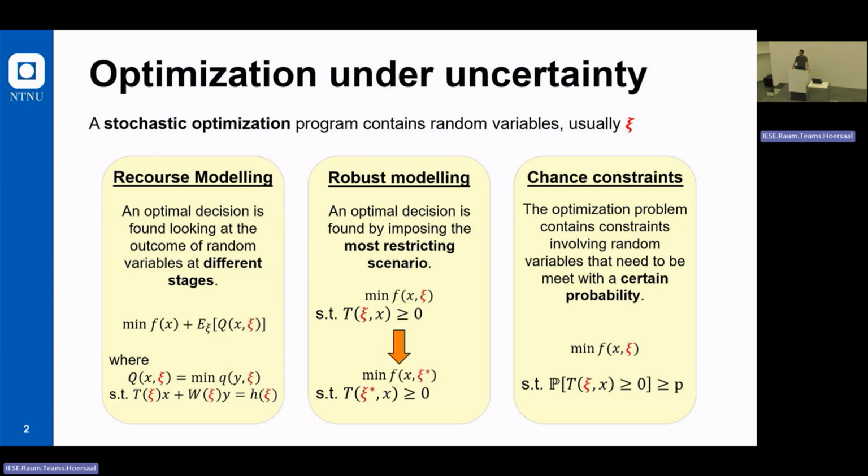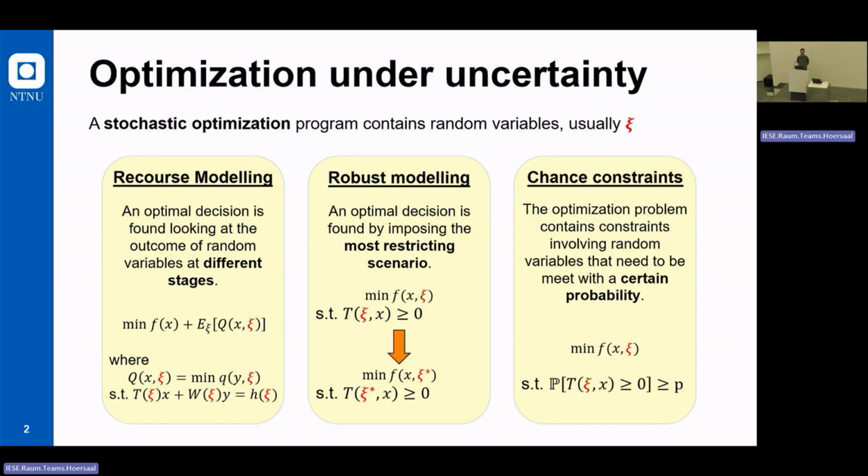The second approach that one can use for optimization under uncertainty is robust modeling. I'm no expert on it, but I think it's a bit simpler because you just assume that the random variable will take the worst possible value, so the most restricting case. In that way, you make sure that whenever you optimize in the future and the outcome of the random variable is any other outcome, whatever you get will be better than what you got before.